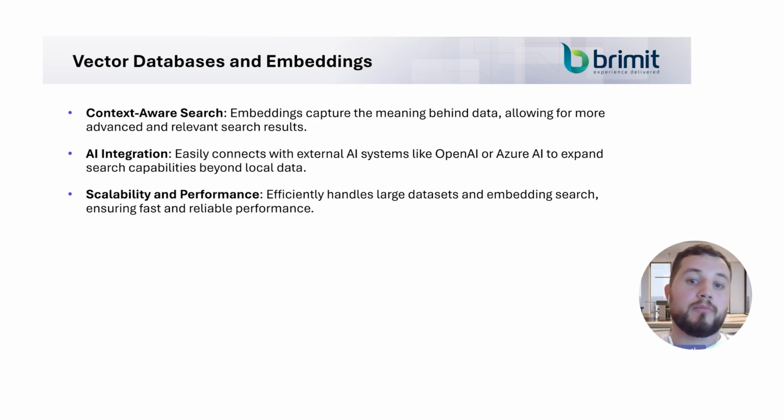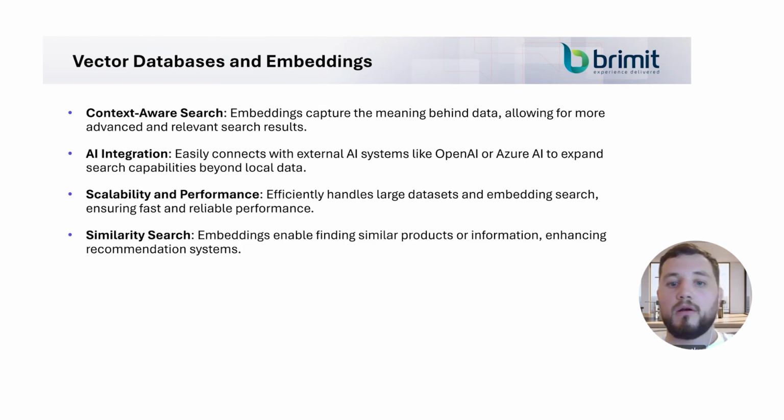Also, vector databases are built to handle large amounts of data. They process embeddings quickly, even when dealing with millions of items. This makes search faster, even in real-time situations. Also, with embeddings, vector databases are great for finding similar items.